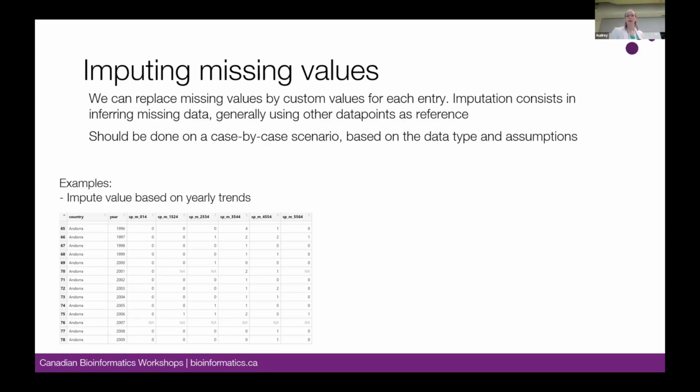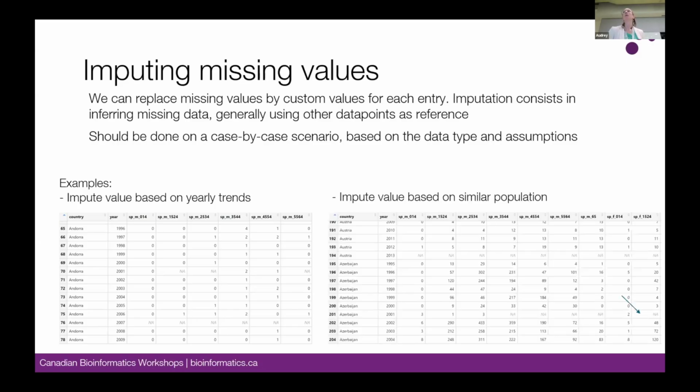But yeah, we can, for example, decide to impute based on a similar population in this specific example, or based on your trends. So if you have missing data for a specific year, you can go to the year before or the year after and copy paste the values, but it wouldn't always work.